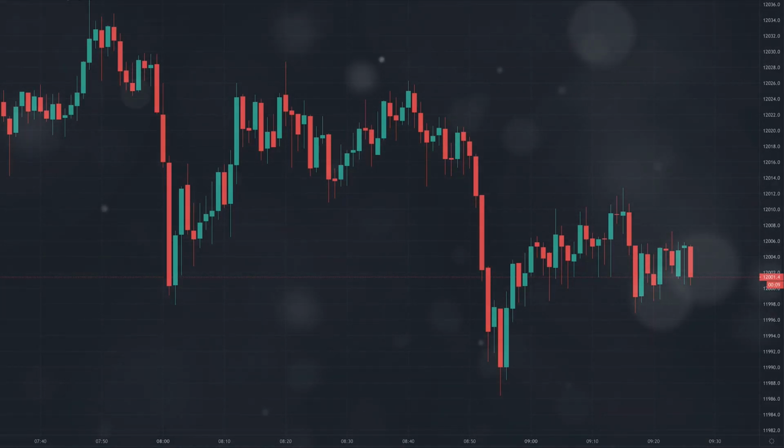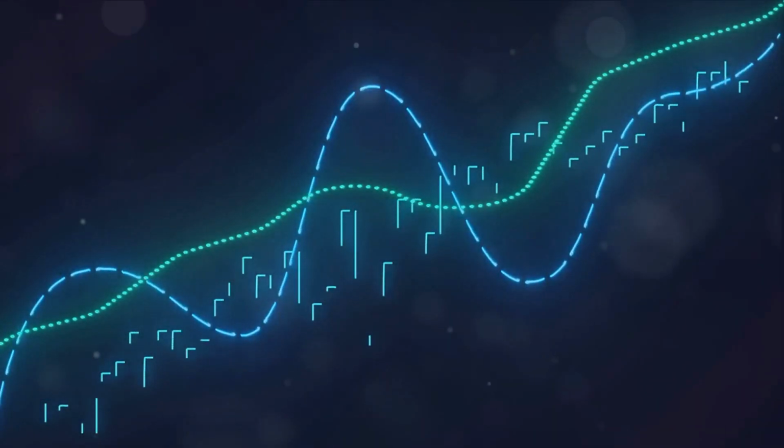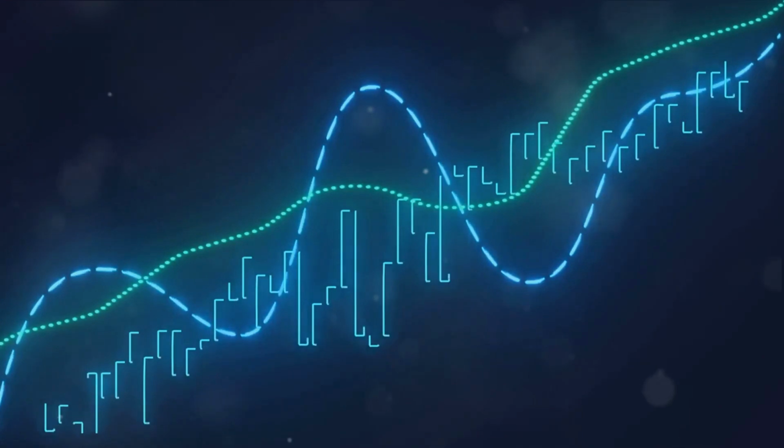It forms when the stock opens and closes at a high level, but also experiences a significant drop during the trading period. This suggests that the bears are starting to claw back control and the bulls may be losing their grip. Lastly, we have the evening star.